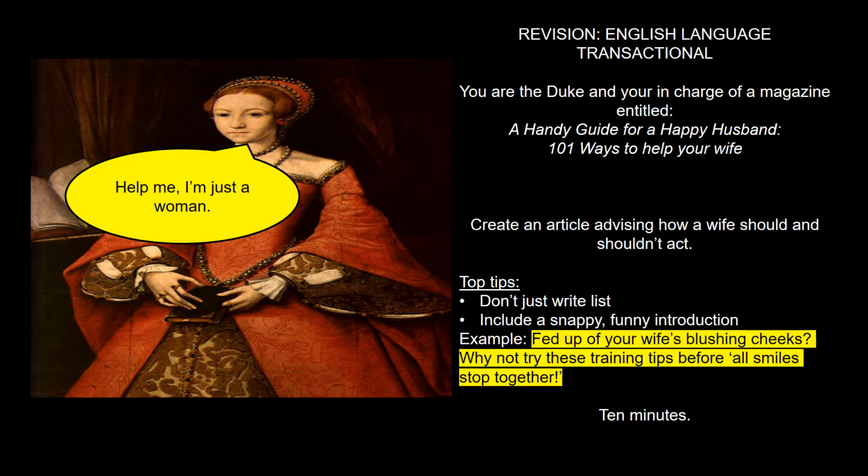It says, fed up of your wife's blushing cheeks? Why not try these training tips before all smiles stop together? So obviously you can see the blush on her cheek is the paraphrase from the potential poisoning or strangulation from the Duke, and all smiles stop together is the turning point in the poem where we realise that he has had her killed. So I've put it into a non-fiction style. I've used a rhetorical question, an exclamation mark at the end to engage your reader.